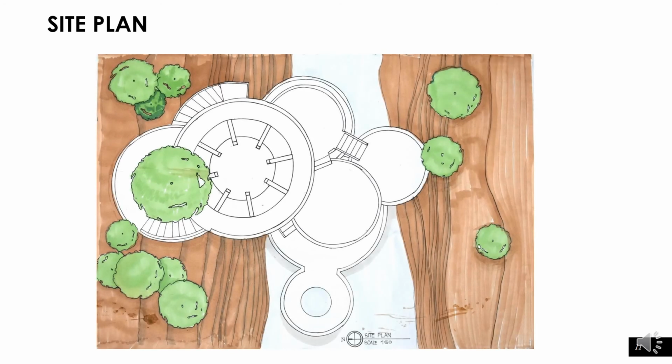Now I'd like to introduce to you my site plan. As you can see, this is my site plan and in the middle of it is the river and the green ones are the trees. As you can see, my building is 50% on the river and 50% on the ground. As you can see, the river flows from east to west.